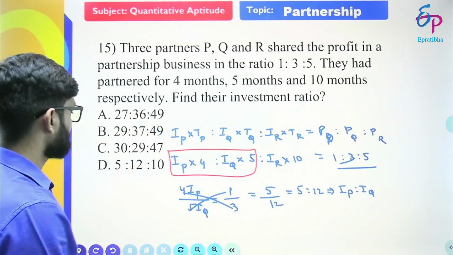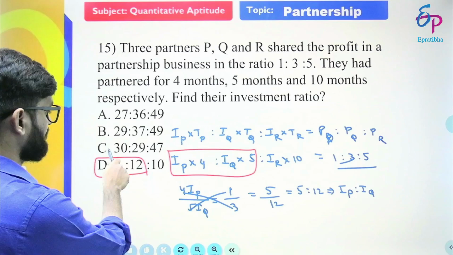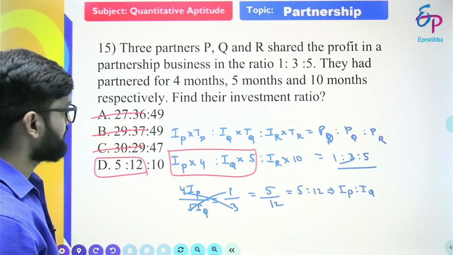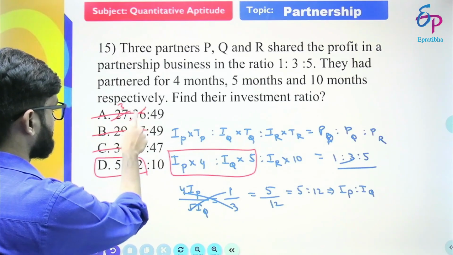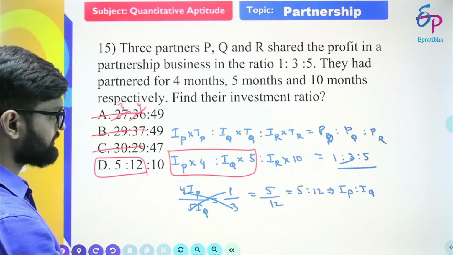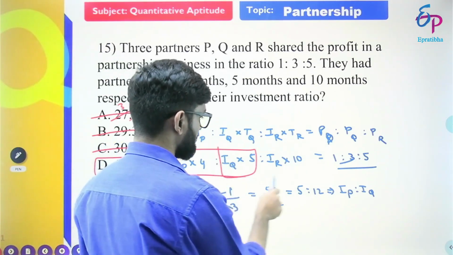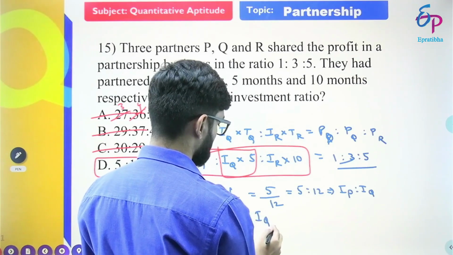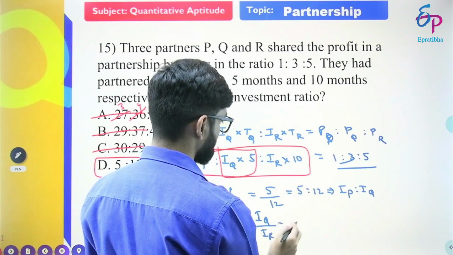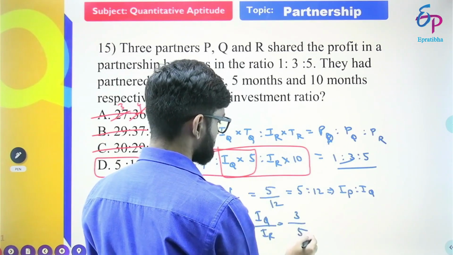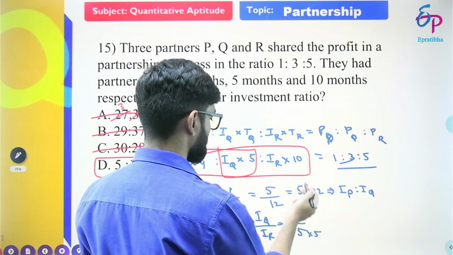5 is to 12, where is it? Here it is. Is this 5 is to 12? No. Is this 5 is to 12? No. This is 3 is to 4, by the way. But no, I want 5 is to 12, that is wrong. So only one thing is there. If you want the whole thing, I will take this one. Investment of Q by investment of R is equal to, what is that? This is 3 by 5, but this 5 comes this side and this 10 goes that side.